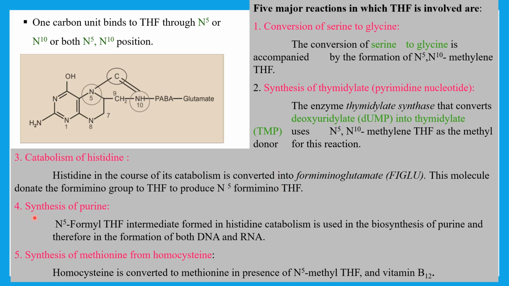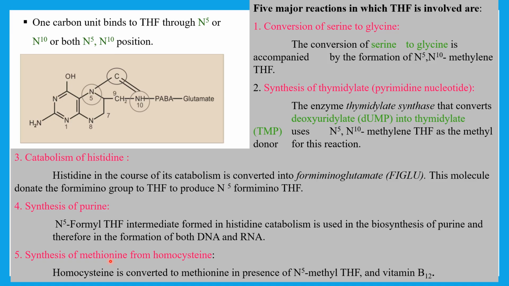Then the fourth reaction is the synthesis of purine. N5-formyl tetrahydrofolate acts as an intermediate formed in histidine catabolism and is used in the biosynthesis of purine, and therefore it is used in the formation of DNA and RNA. So without the presence of folic acid, we cannot expect these reactions, and they mostly affect DNA and RNA synthesis.